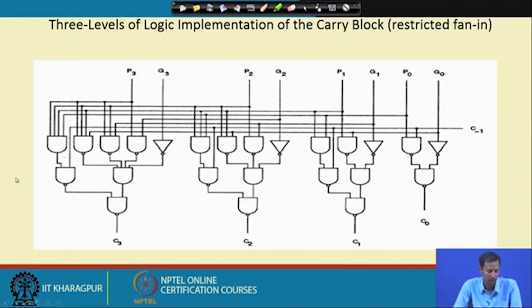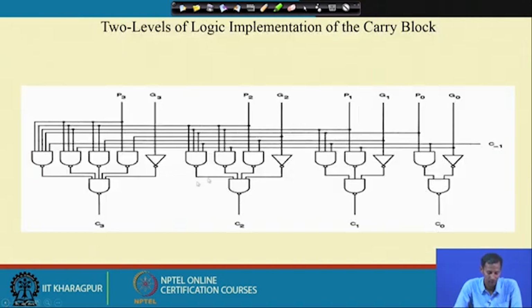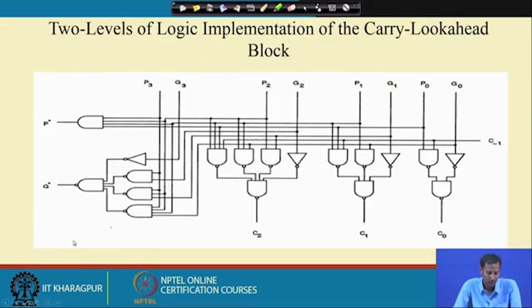If you go back, you can see we are having 4 inputs here. If I restrict the fan in to 4, this circuit is fine, I do not need to change it. When I restrict this to 3, I need 2 levels here, 2 levels here. Here also if I restrict to 3, it does not need any change. But whenever I restrict the fan in specifically to 2, this will change like this.